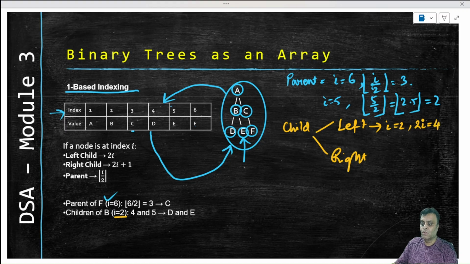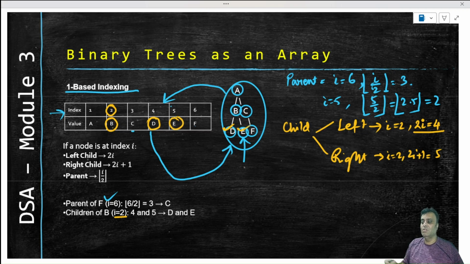So 2i means 4. Being at a particular I, which is 2, who are the children of this parent B? 2i is the left child. That means D is the left child, because 2i is 4. Yes, D is the left child of B. And who is the right child? For I equal to 2, it will be 2i plus 1, which is equal to 5. So for B, the right child is 5, which is E. Yes, E is the right child.